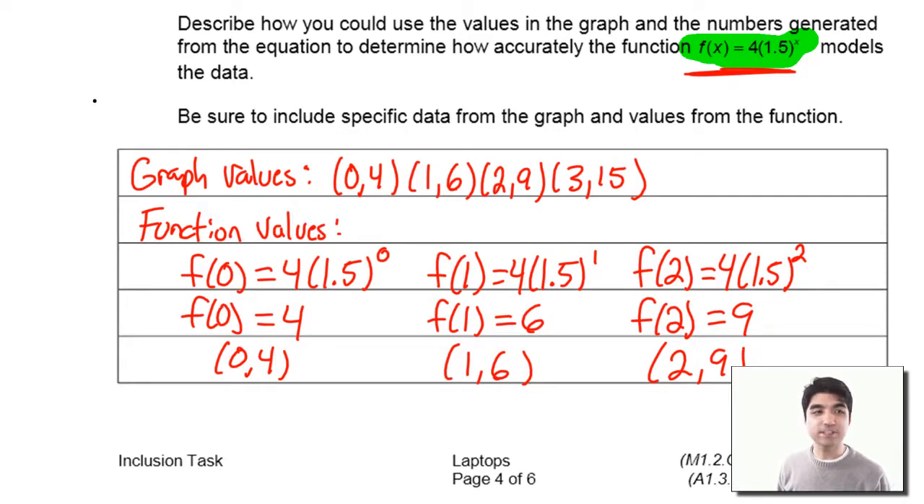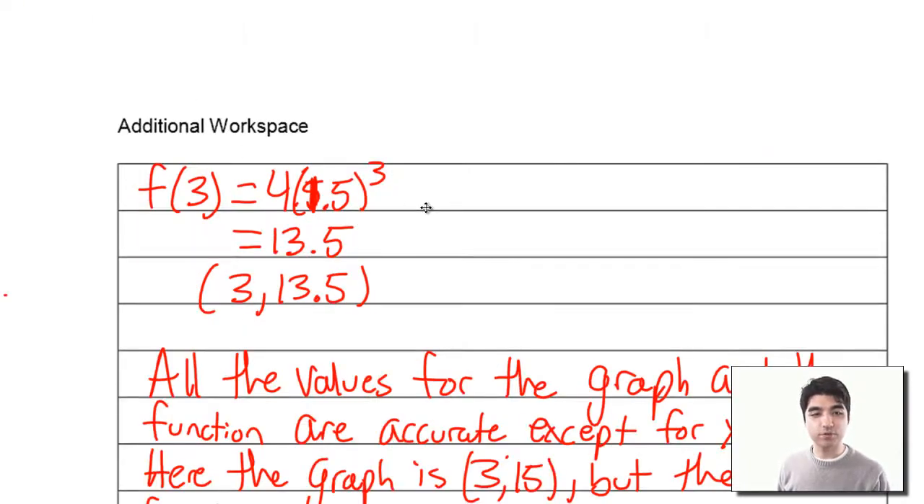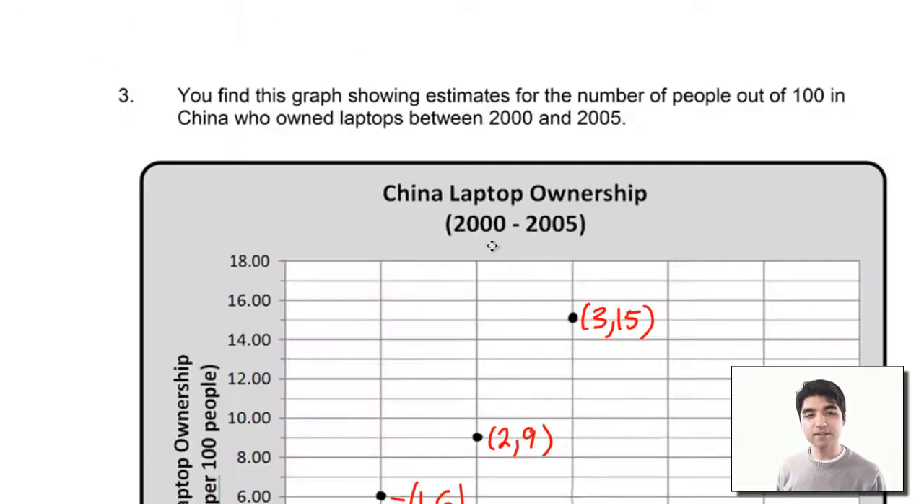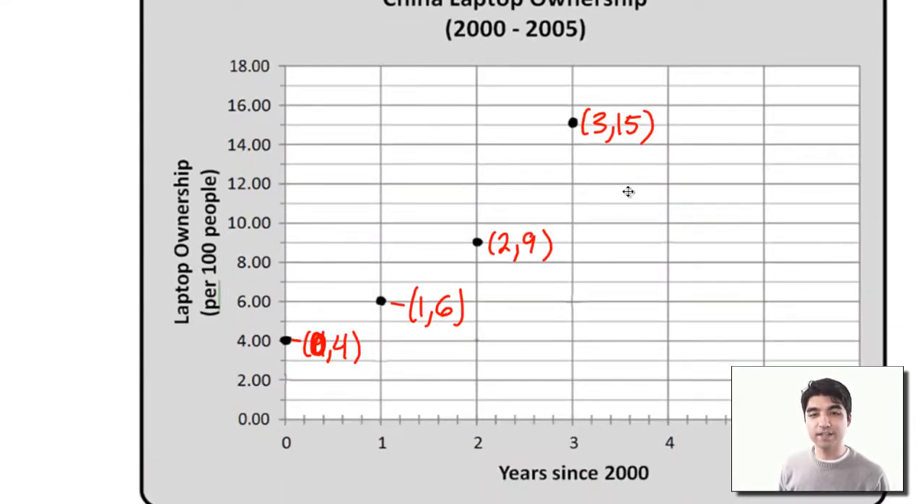Now let's check this last one. They give you some extra room on the next page. So f of 3 equals 4 times 1.5 to the third power. You run that calculation and you get 13.5. So the coordinate is 3 and 13.5. Now look at the one on the graph. It's 3 and 15. So these two are actually different.